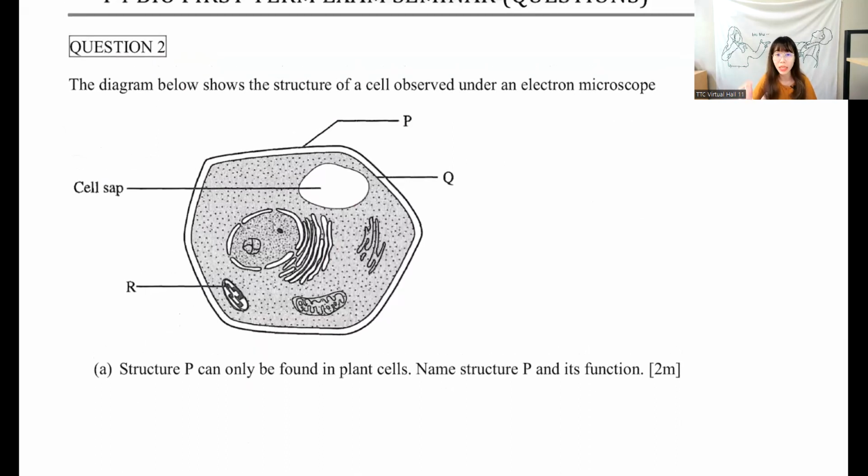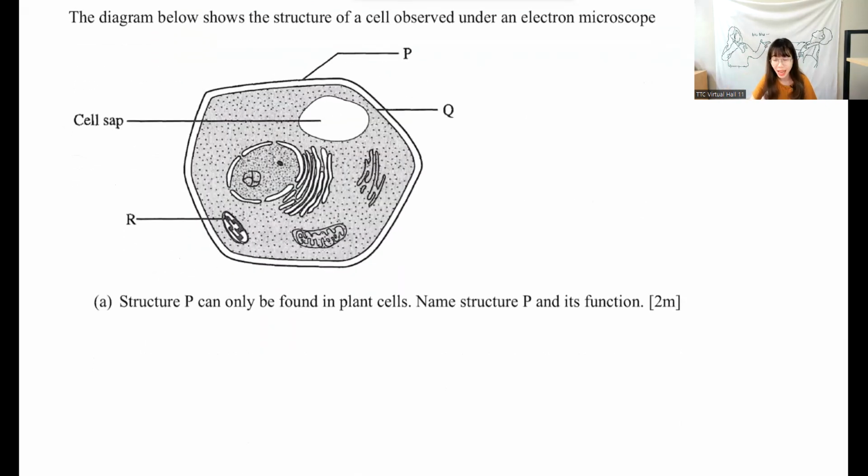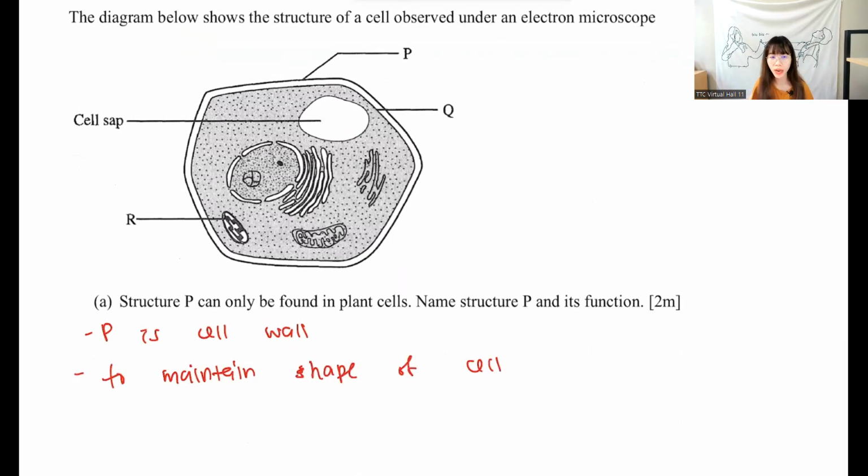So P is the outermost layer of a plant cell. We call this as a cell wall. Very good. So P is cell wall. Then what about function of cell wall? Correct, to maintain the shape of cell. Very good. Vacuole is more on the other topic, so we just write to maintain the shape of a cell.